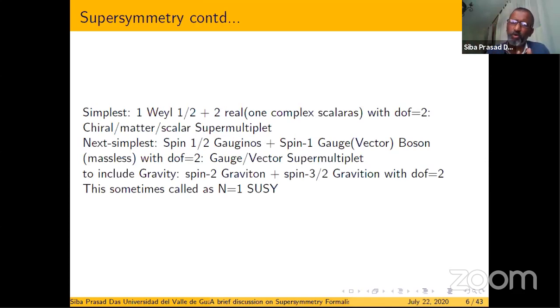So if you include one scalar particle, you have to also include the corresponding spin half particle, which is a multiplet. So spin 3/2 gravity, they also had degrees of freedom equal to 2.